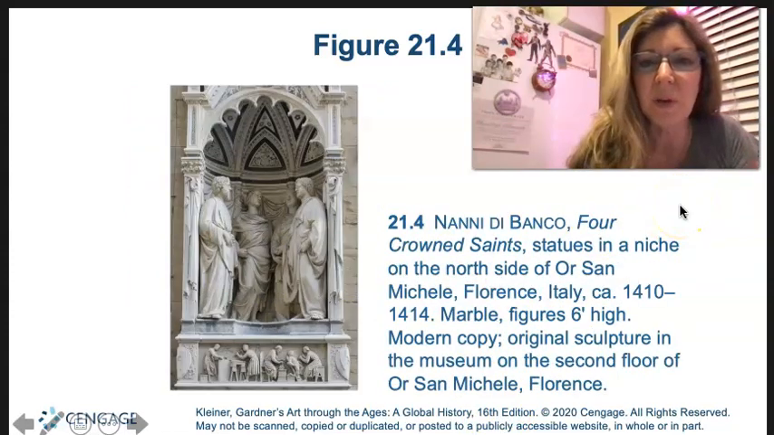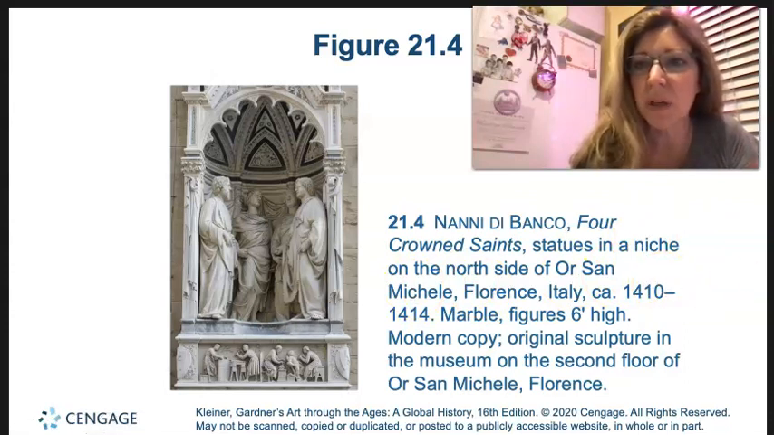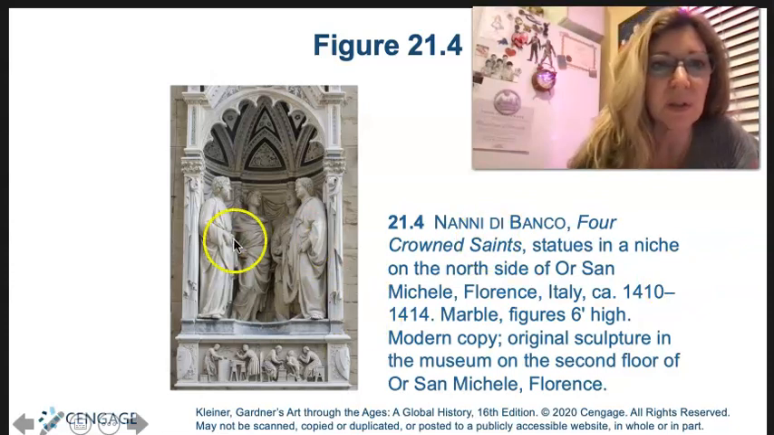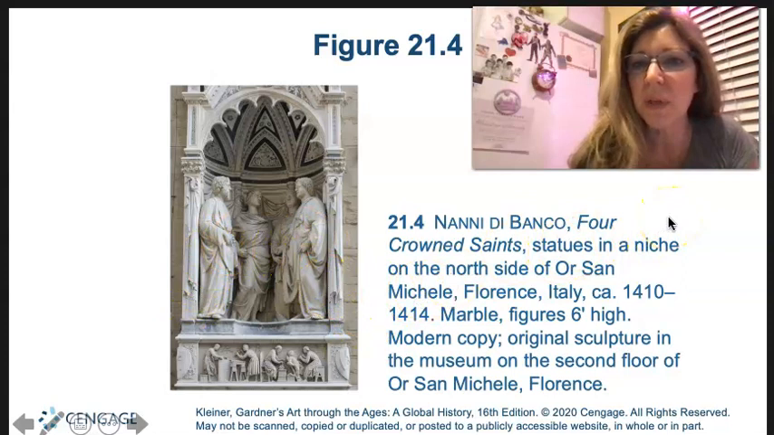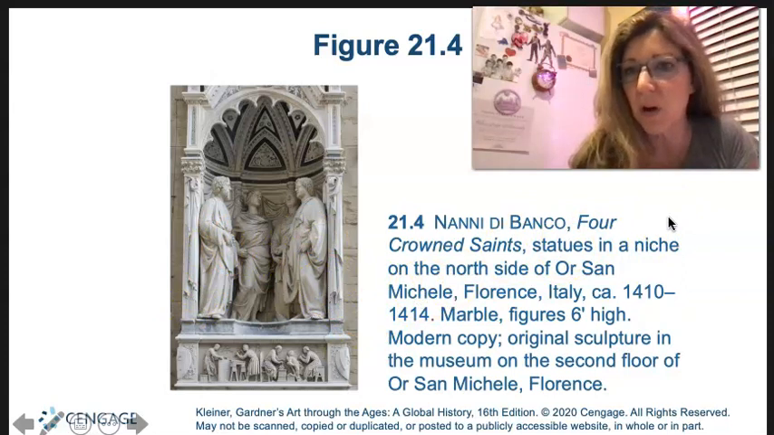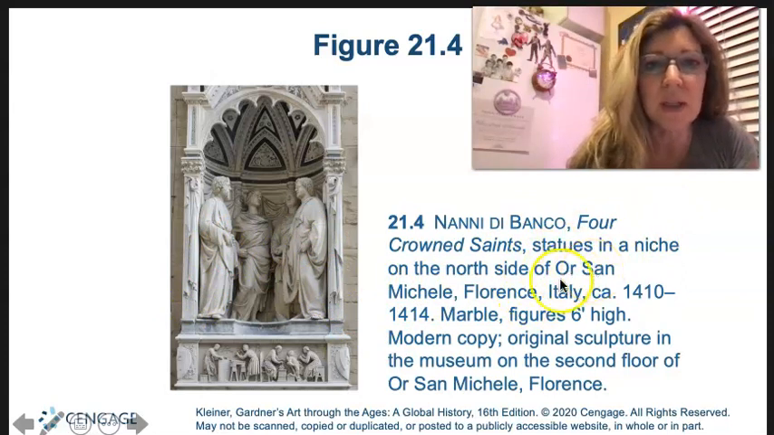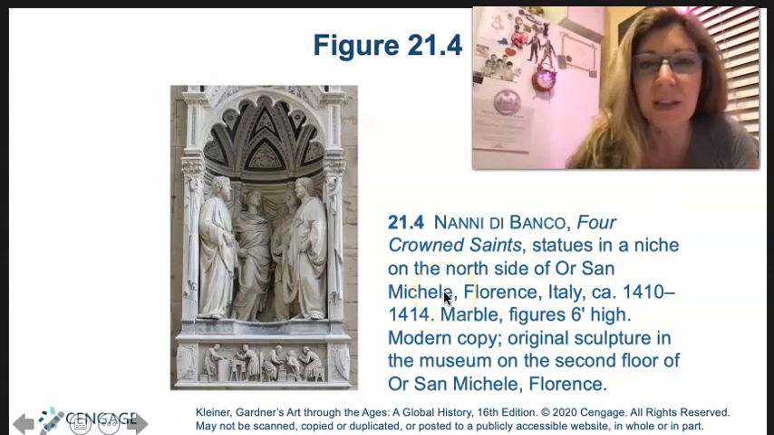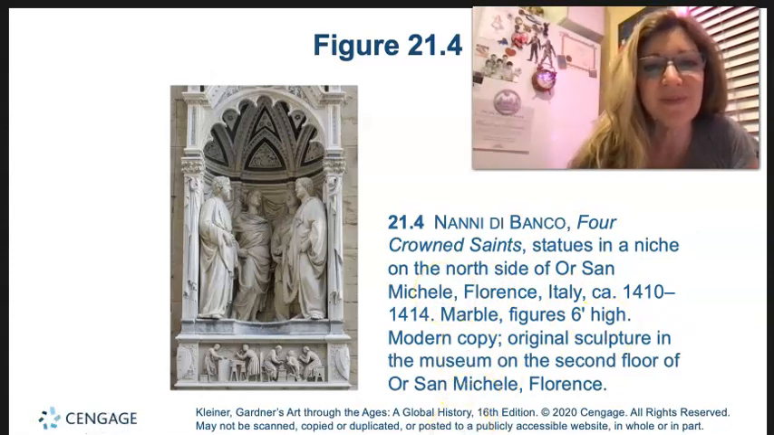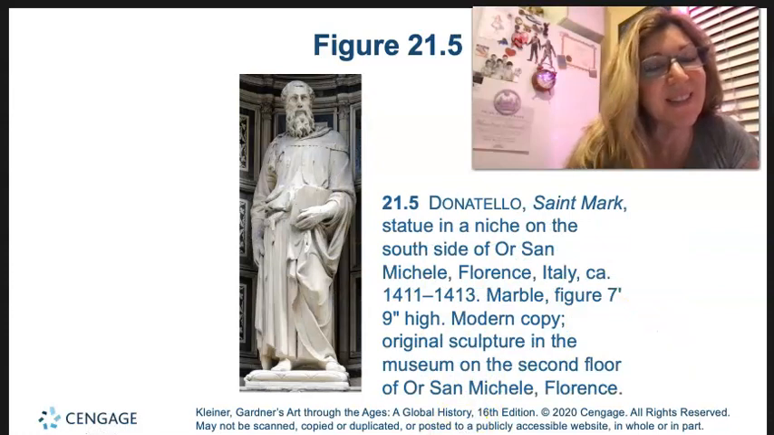Okay, now we've got an artwork by Nanni di Banco. This one's called the Four Crowned Saints. In Four Crowned Saints, Nanni di Banco achieved a unified spatial composition by arranging the figures in a semicircle. Great idea. The sculptor that made this statue group for San Michele is Nanni di Banco, just in case you missed that.